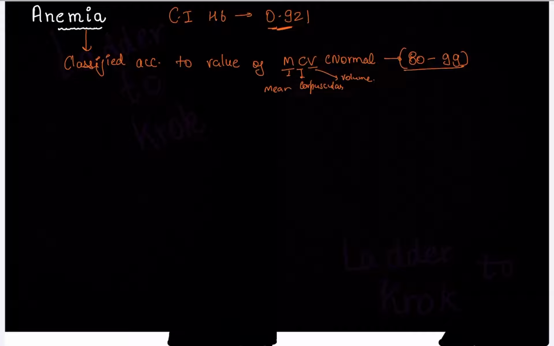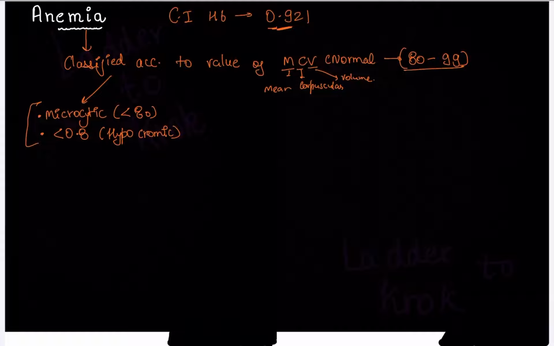Now, it is divided here into three types. Microcytic: the mean corpuscular volume is less than 80, and the color index is also less than 0.8. So we also call this hypochromic anemia. Microcytic and hypochromic anemia are the same thing. The second classification is normocytic, where the MCV is 80 to 95 or 99. That is normocytic anemia.